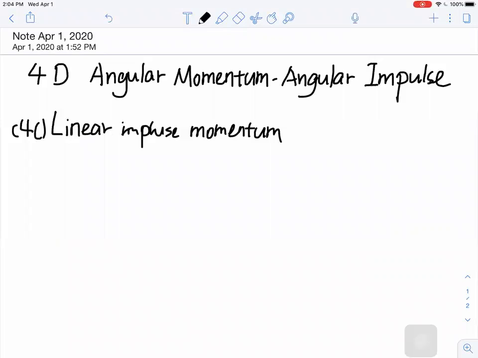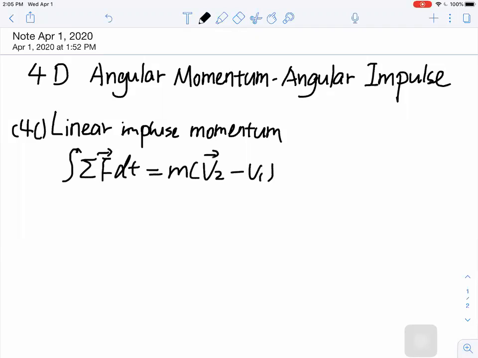Okay, so the linear impulse momentum equation goes: the integral of forces. Let's write the sum of the forces over time dt equals m times (v2 minus v1). And those are all vectors. That's the linear impulse momentum equation.